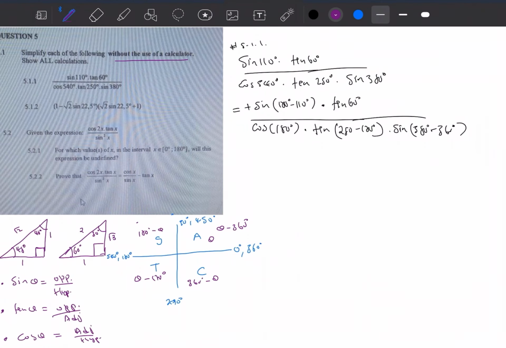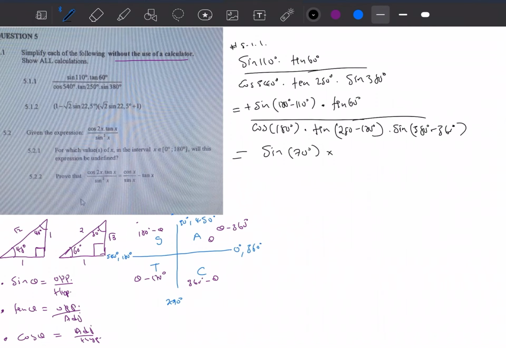But you need to ask yourself, where is this angle that I'm reducing? Is it on the first, second, third, or fourth quadrant? For example, this one is on the first quadrant. And is sine positive or negative on the first quadrant? Sine is positive on the first quadrant. And then you're going to say that angle, which is theta minus 360, which is 380 minus 360. So sine of 180 minus 110, that's 70 degrees.